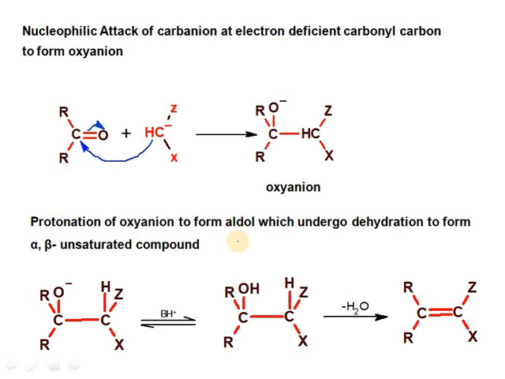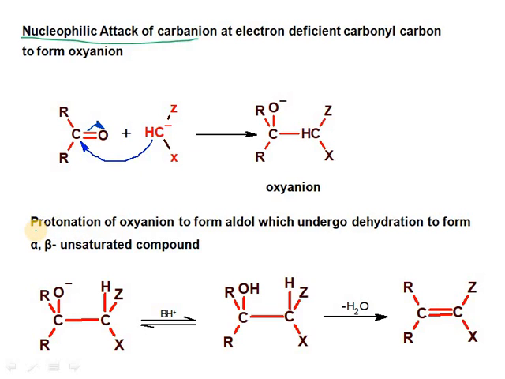In the second step, what happens? The second step is a nucleophilic attack of the carbanion. This carbanion attacks this carbonyl carbon, which is electron deficient, to form the oxyanion, right? The negative charge on this carbon attacks this carbonyl carbon and forms a negative charge on oxygen. This oxyanion will be there in the second step.